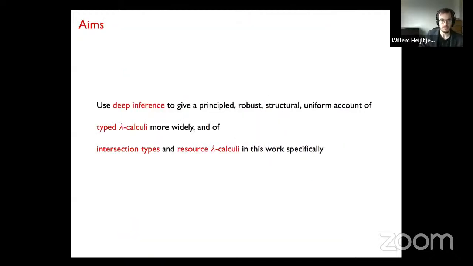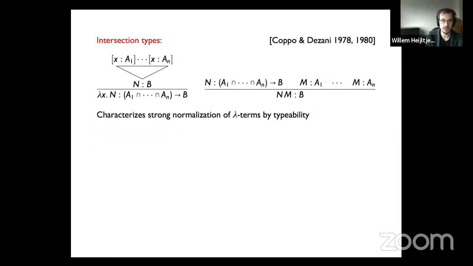So the aims of the whole project are to use deep inference to give a principled, robust, structural, uniform account. I can add more adjectives if anyone has a need for them, of typed lambda calculi more widely, and intersection types and resource lambda calculi specifically in this work. So let's look at what intersection types really are. I'm using my own ad hoc rules, so forgive me if they are unfamiliar.